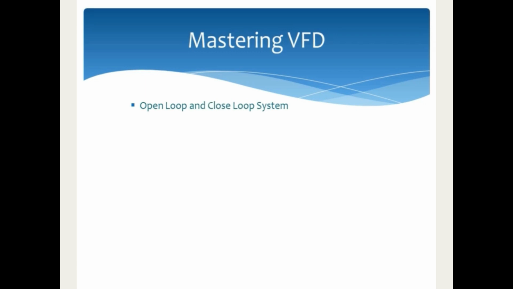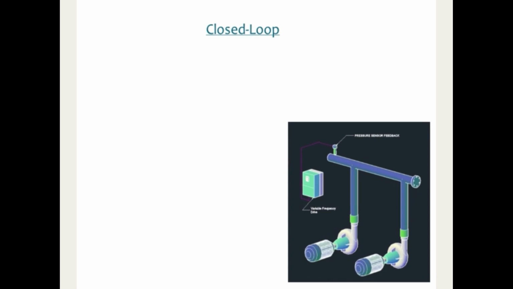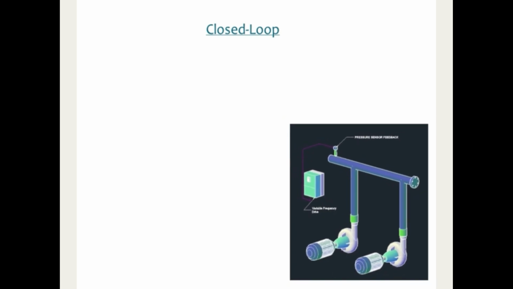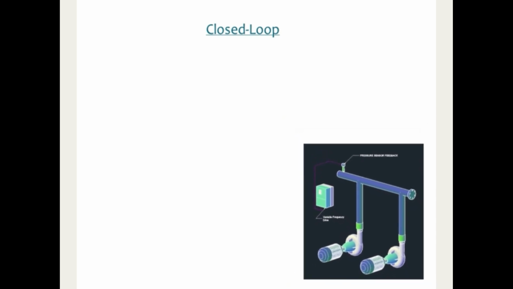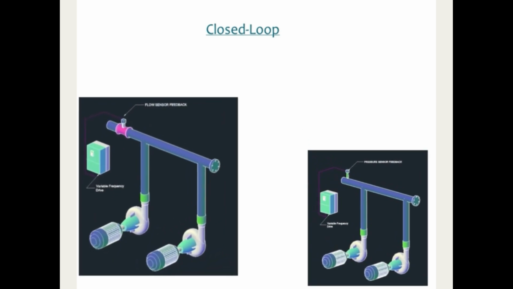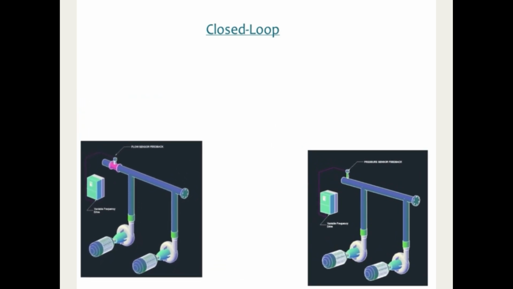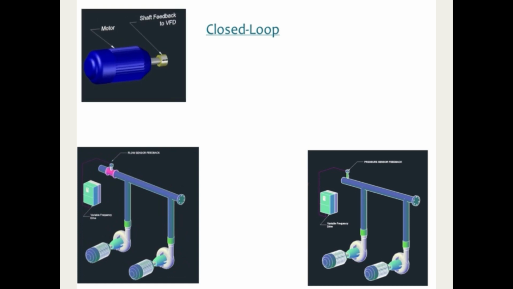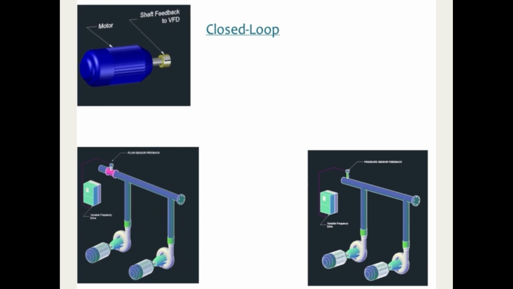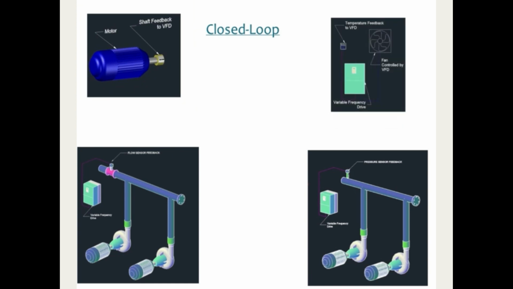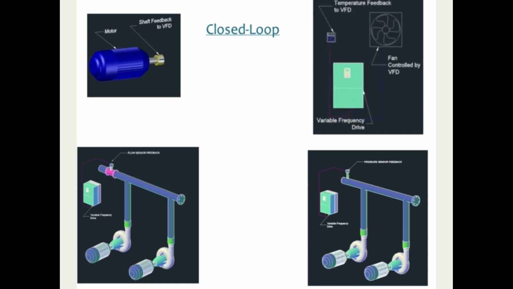The concept we want to get is of open loop and closed loop. In simple words, open loop means a system without feedback, and in closed loop, we have the system's feedback. As an example of closed loop, let's say we want to control the speed of a pump using the pressure feedback or the flow feedback, or we want to control the motor RPM based on shaft's feedback, or based on temperature feedback we want to regulate the fan speed.